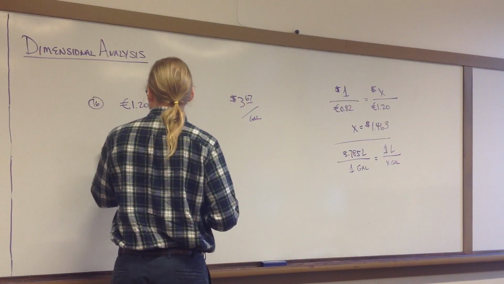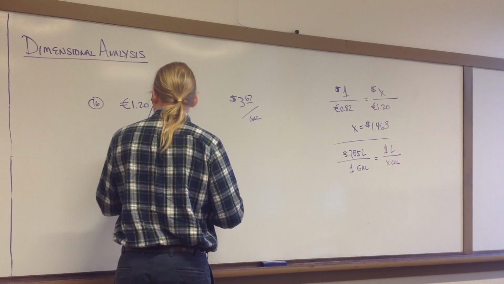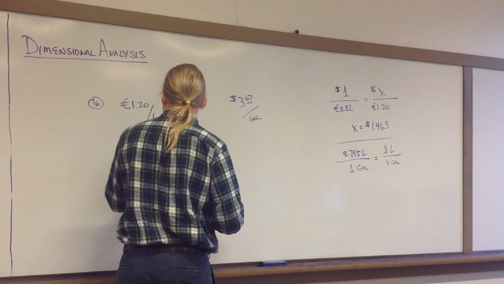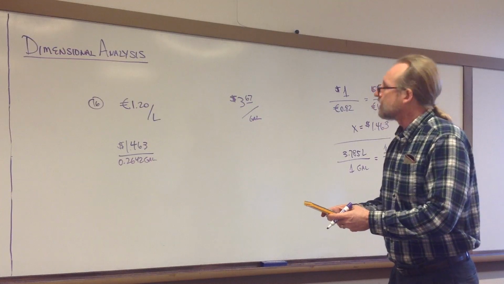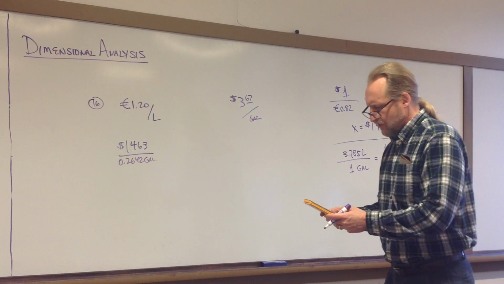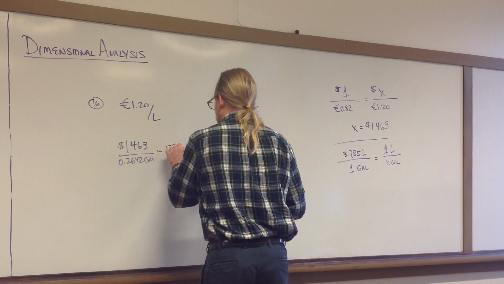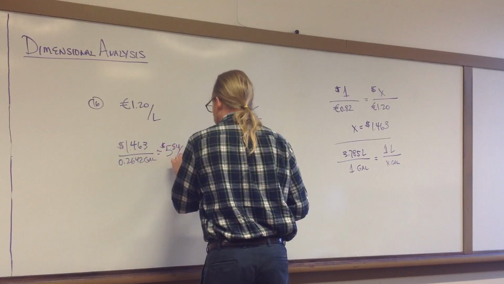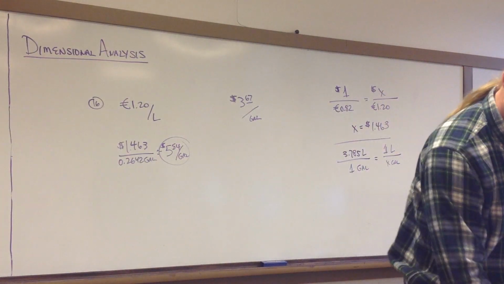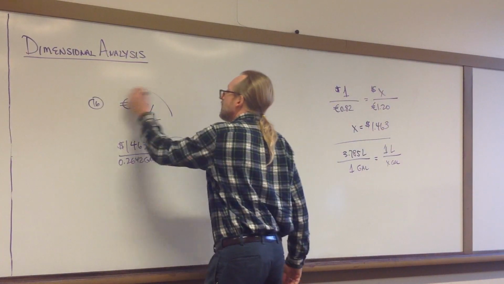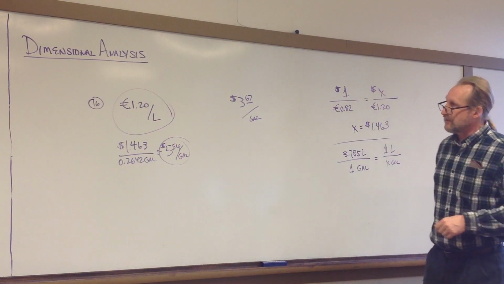So this is going to be $1.463, and this is for 0.2642 gallons. So we need to divide those two numbers, 1.463 divided by 0.2642, and that comes out to be approximately $5.54 per gallon. So this one is clearly more expensive. And that's what the question asked, which is more expensive for gasoline? 1.20 euros per liter is more expensive than $3.67 per gallon.